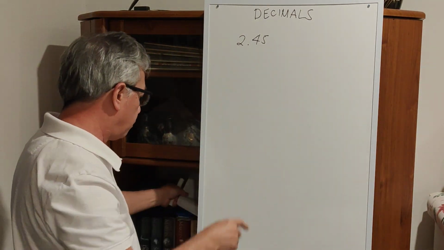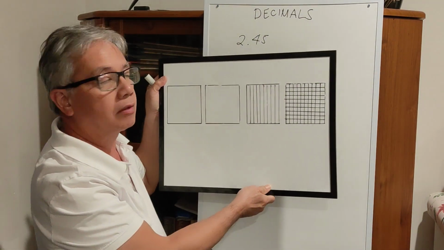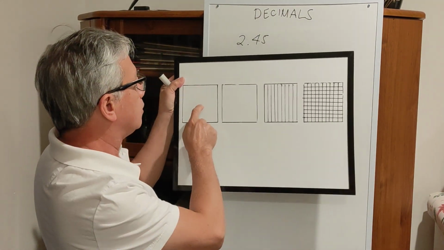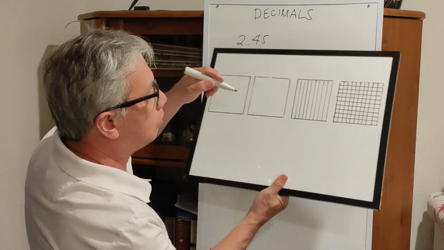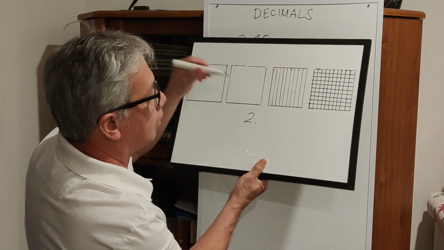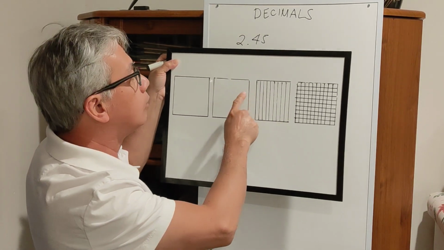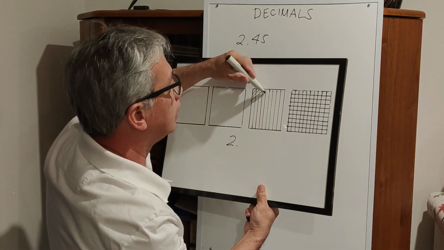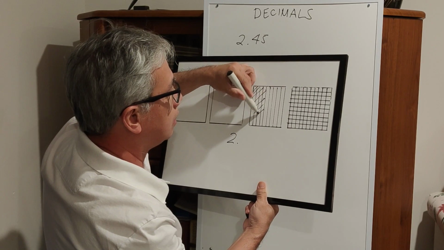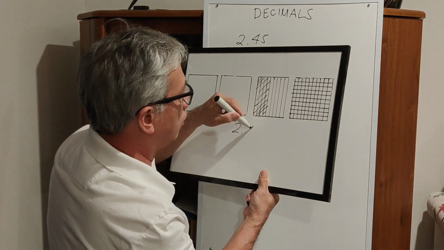This drawing represents 2.45. So you can see two boxes here. So this represents 2, and this box I divided into 10. If you take 4 of that, so that's 2, that's 0.4.